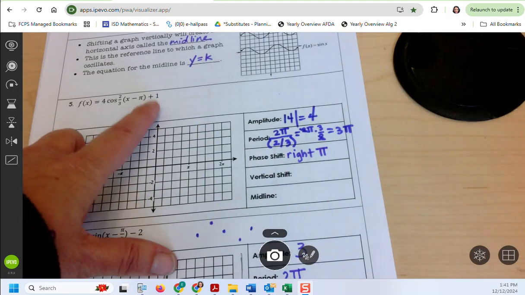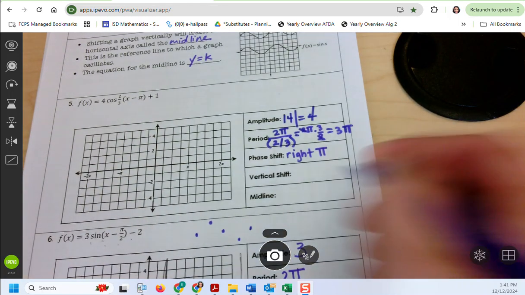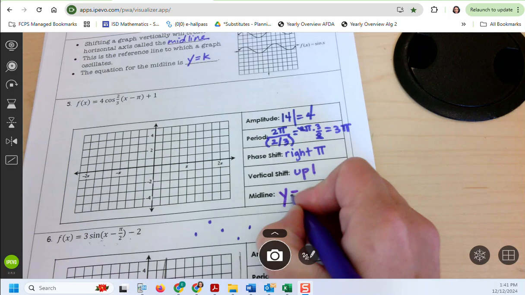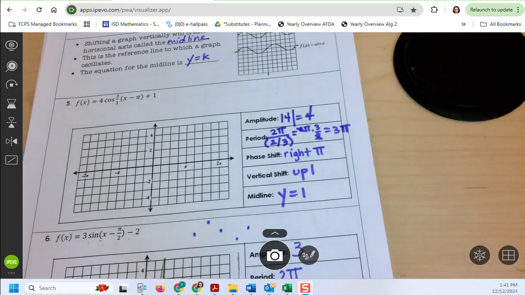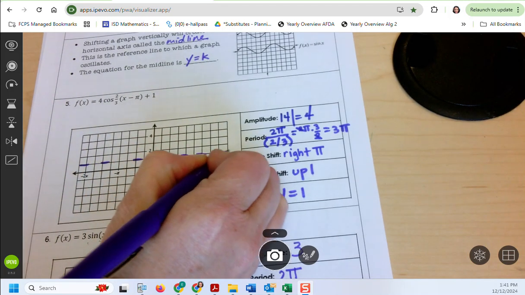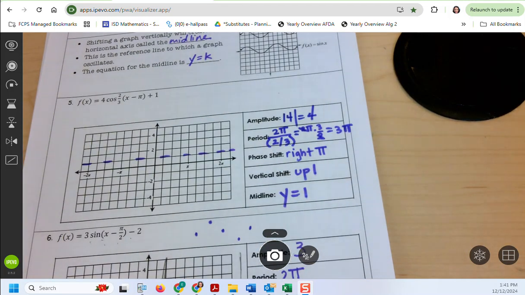And then your vertical shift is at the end, and it shifts you up 1, so that your midline is at y equals 1. So when the whole graph moves up 1, that moves your midline, and the first thing you graph is your midline, a dashed line at 1. So if you haven't graphed your midline yet, do that now.